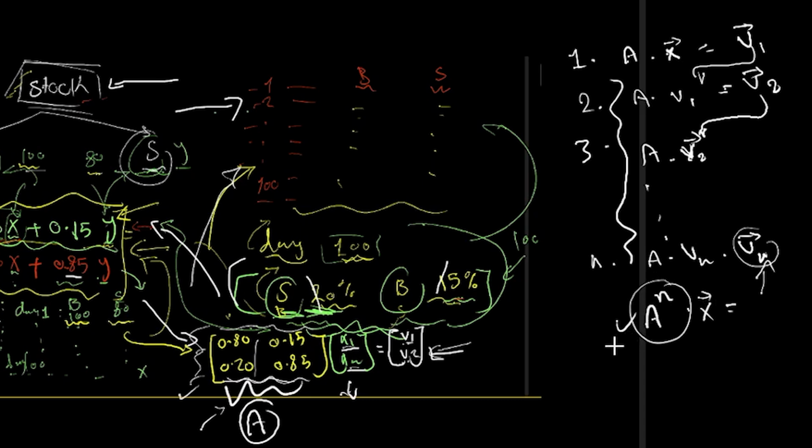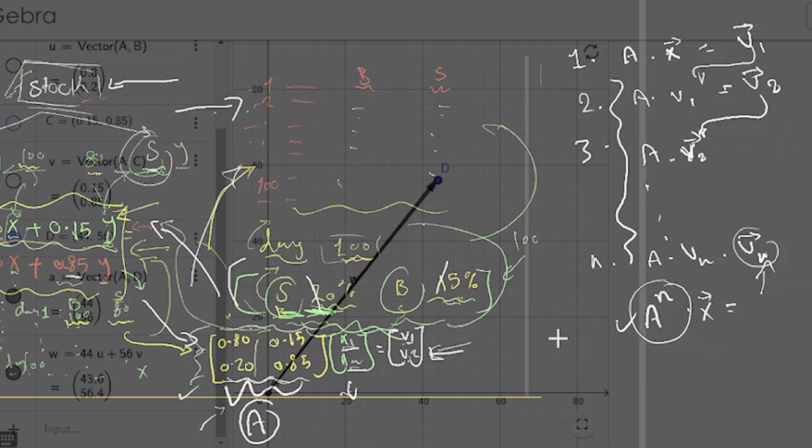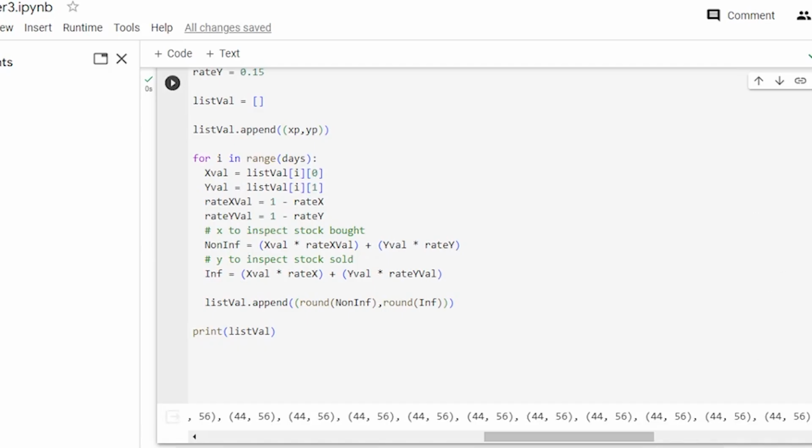Now here, before I lead you to the final closure of eigenvalue and eigenvector, I would like to show you the actual value of 44 and 56.